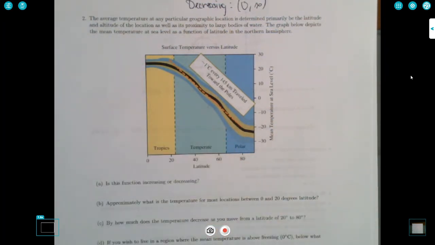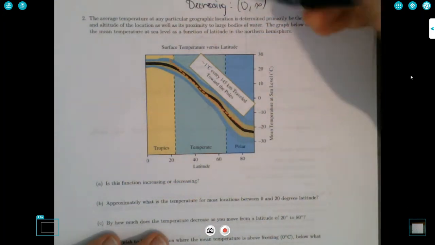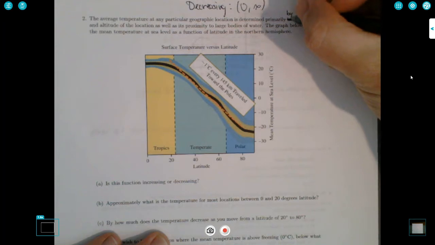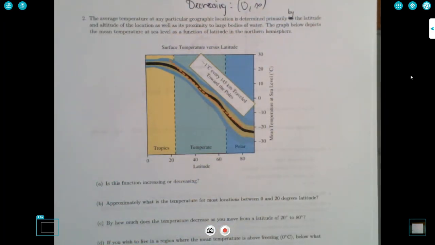So this one says the average temperature at any particular geographic location is determined primarily by the latitude and altitude of the location, as well as its proximity to large bodies of water, right? So if you're close to an ocean, and you'd have to be pretty close, right? Like here in the Central Valley of California, the ocean doesn't really help us moderate our temperatures. But if you're on the Central Coast, it's like 65 degrees all year, because they're right next to the ocean.